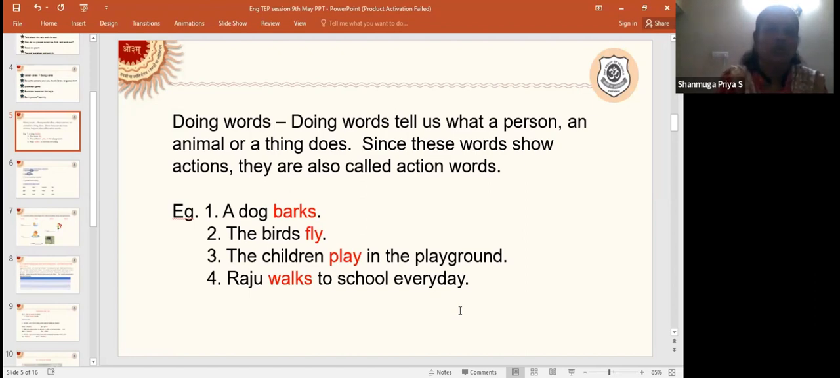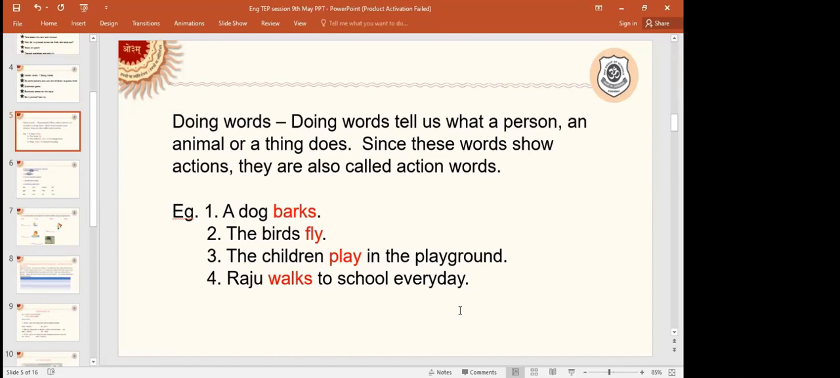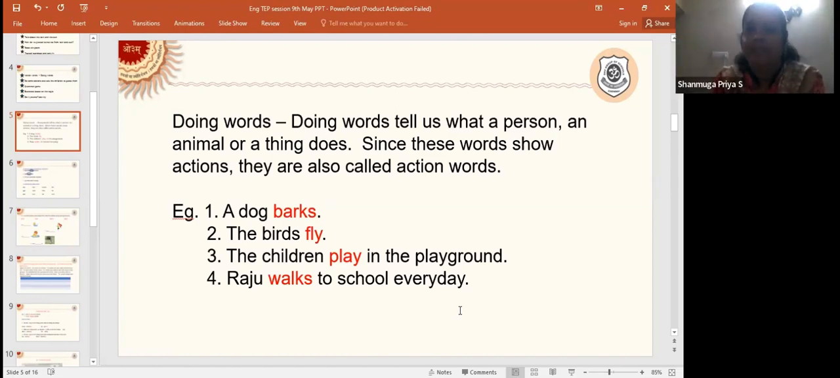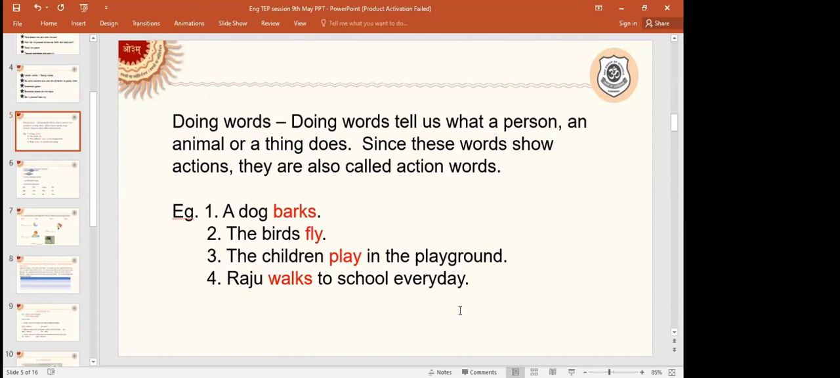"Children, just now your lunch got over. Now tell me, what are the doing words that are related to the lunch period? What all did you do during the lunch period?" Wash your hands. Very good. Eating. Drink water.